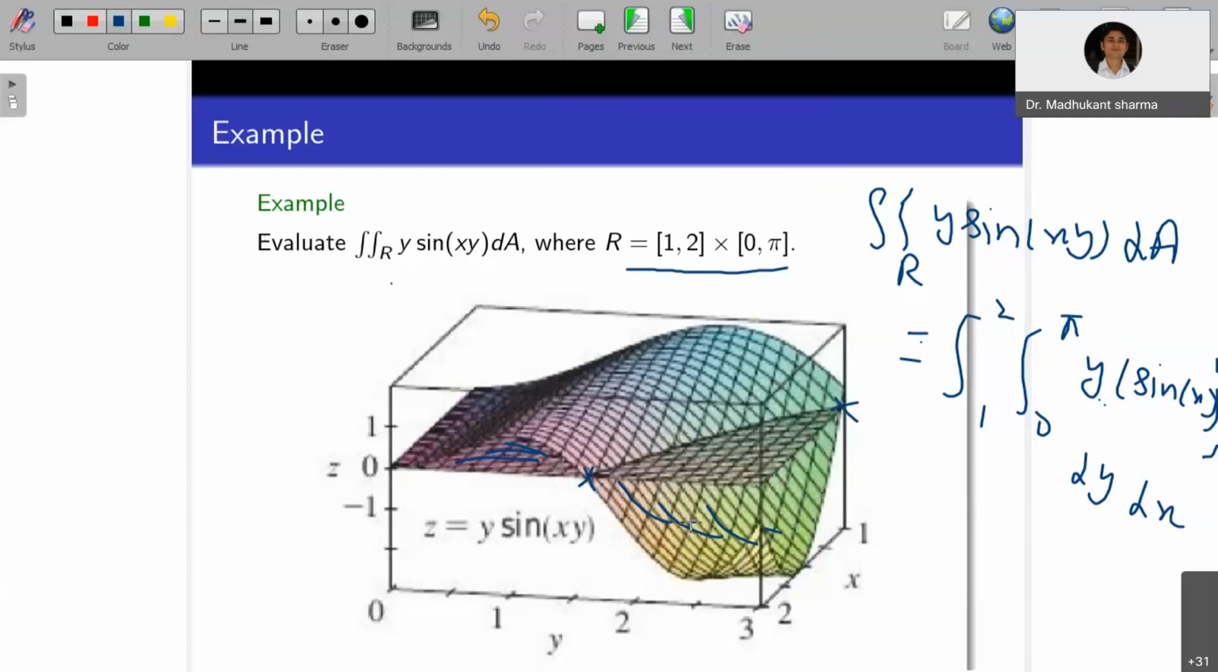Like we have done for area, when the curve lies below the x-axis, you have to divide it into two parts. So you can say over R1 and over R2, two regions. The rectangular region can be a union of R1 and R2.